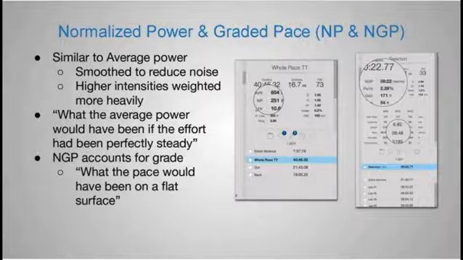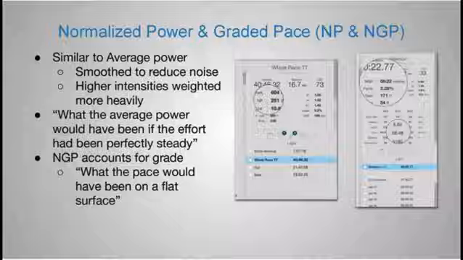Normalized power and normalized graded pace are similar to average power and pace in that they represent an entire workout or portion of a workout, not the second-by-second data. They are first smoothed to reduce the effect of very short increases that don't have much of a physiological effect, and then higher intensities are weighted more heavily to better account for the effect of anaerobic energy systems. A simple way to think of it is, what would the average power have been if the effort were paced perfectly steadily? Normalized graded pace also adds an adjustment for uphills and downhills, so you can think of it as, what would the pace have been on a flat surface?